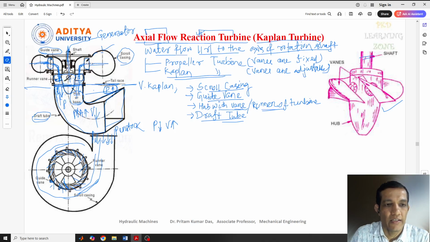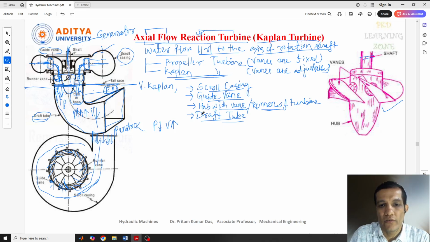And the guide vanes mechanism is nothing but, here two guide vanes will be there, and the water which comes from outside through the penstock to here will go inside through the guide vanes. So the guide vanes will be fixed, and they will give the direction to the water to go inside.